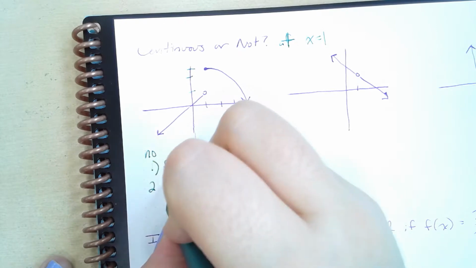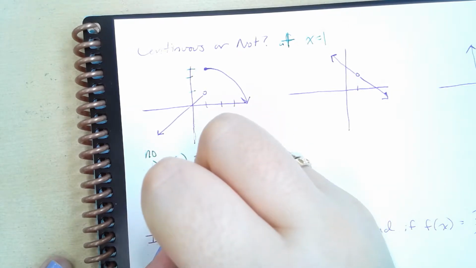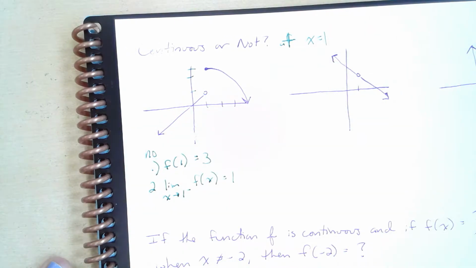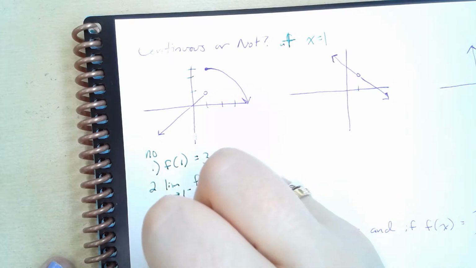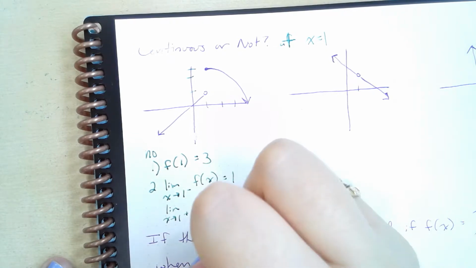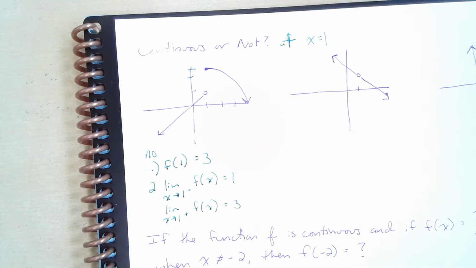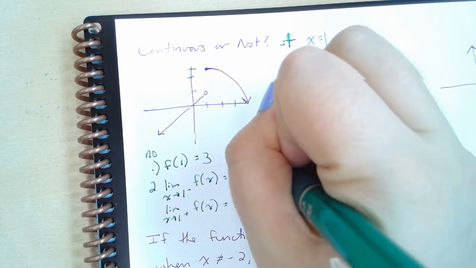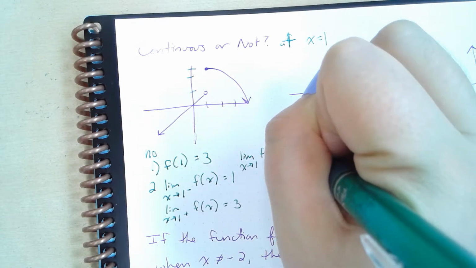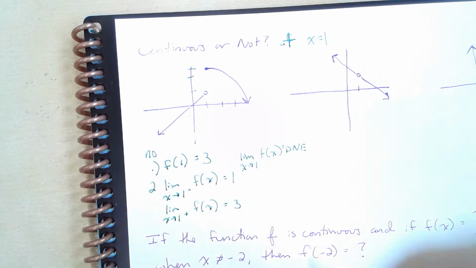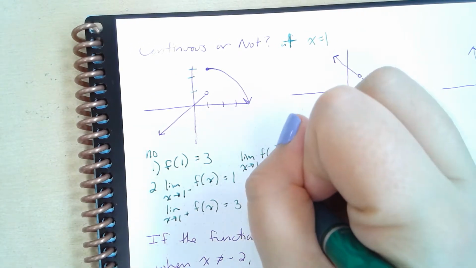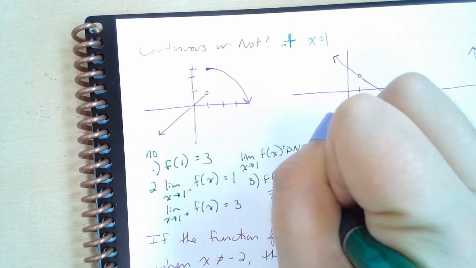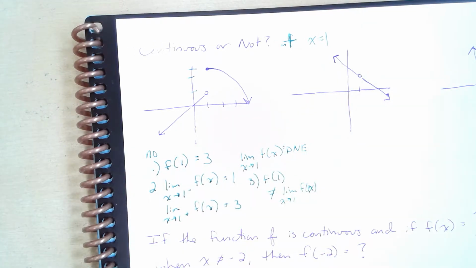All right, 2. Do we have a limit? The limit as x approaches 1 from the left of f of x is equal to 1. The limit as x approaches 1 from the right of f of x is equal to 3. Well, then we already know that our limit does not exist, right? The limit as x approaches 1 of f of x does not exist. And then finally, f of 1 is not equal to the limit as x approaches 1 of f of x. Therefore, we don't have continuity.